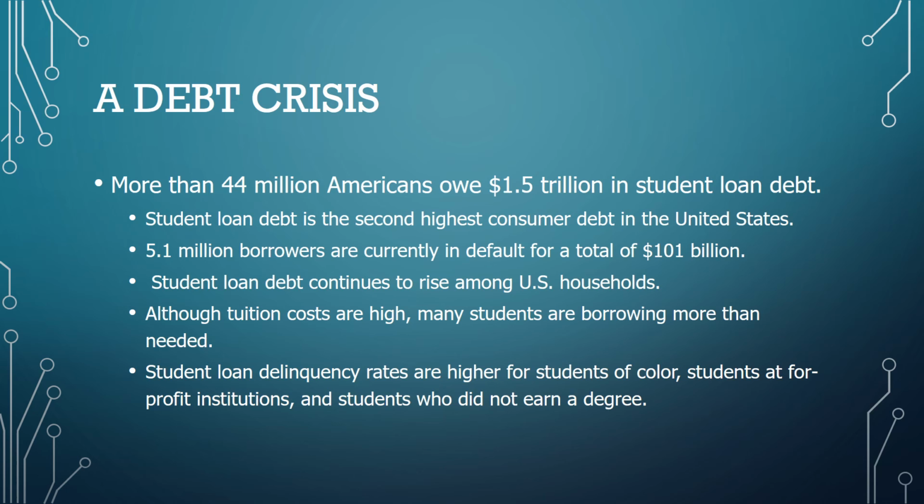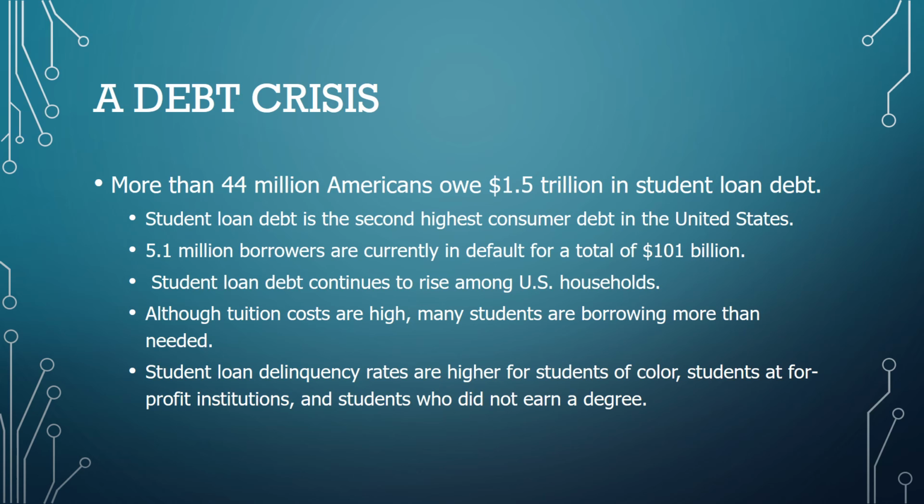Now that we've discussed some key historical elements of the federal student loan program, we are going to examine the current status of the student loan debt crisis in higher education. As of 2019, it is being reported that 44 million Americans owe $1.5 trillion in student loan debt. Student loan debt is the second highest consumer debt in the United States behind mortgage debt. There are more students in debt because of student loans than credit card debt and auto loan debt.